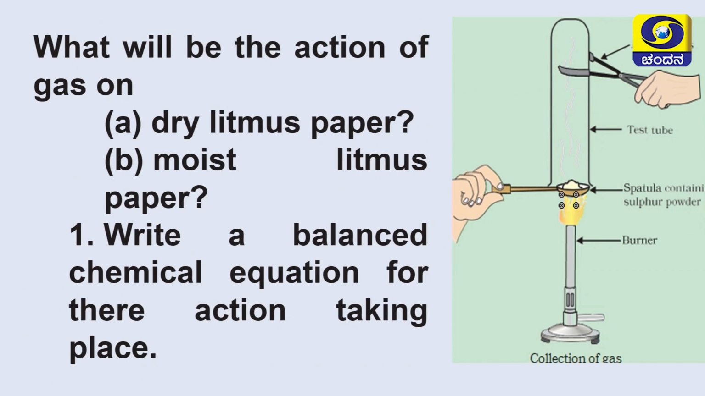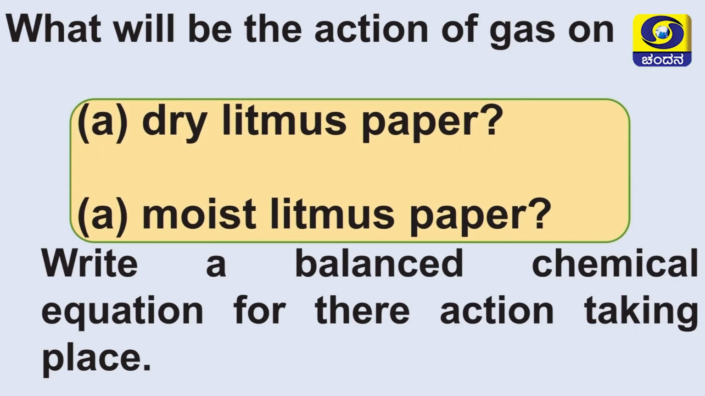Now your question is, what will be the action of the gas that was collected in the test tube on dry litmus paper and moist litmus paper? You have to think and answer, and you have to write a balanced chemical equation for the action that is taking place. I hope you will be able to do this.